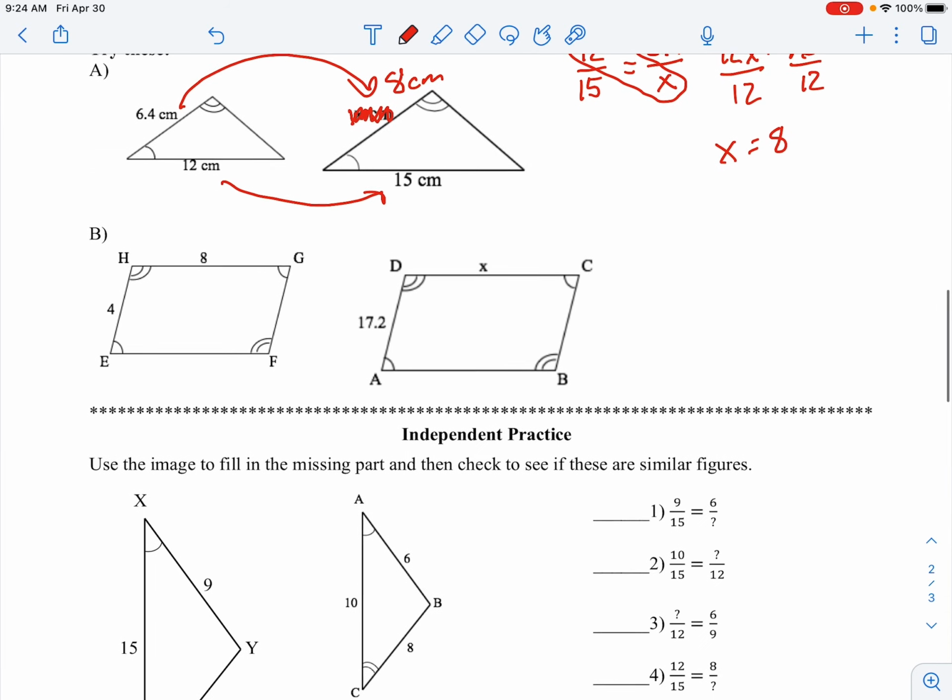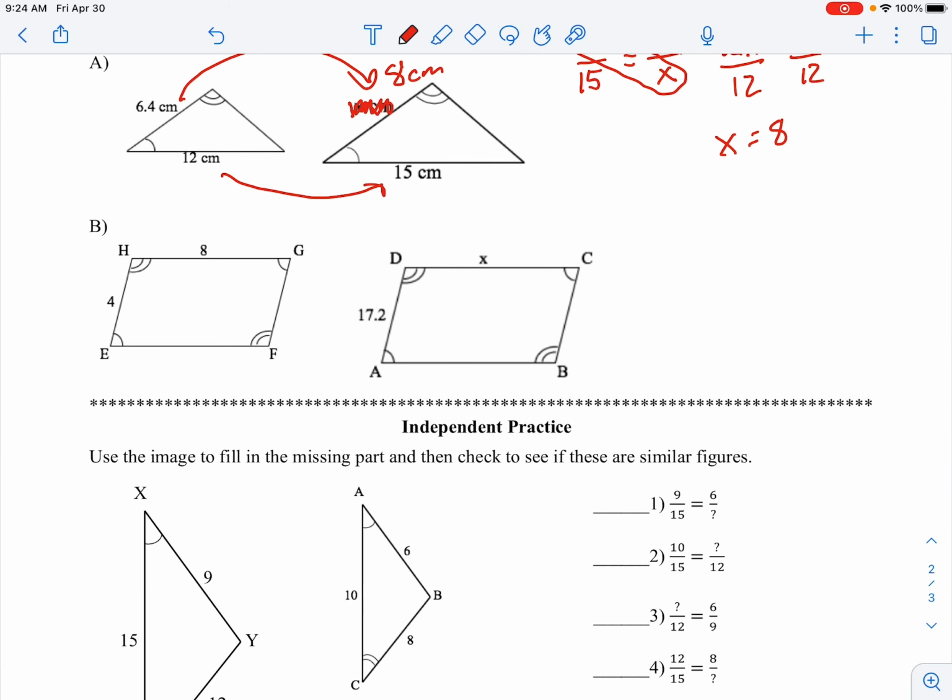And this doesn't only work with triangles. We can do this with all kinds of shapes, quadrilaterals too. So once again, we're going to set up. We've got HE is similar to DA, so we're going 4 over 17.2. Set that equal to, and HG here is similar to DC, so we're going 8 over x. That's kind of the hardest part here, figuring out what is similar to what and setting up your proportion.